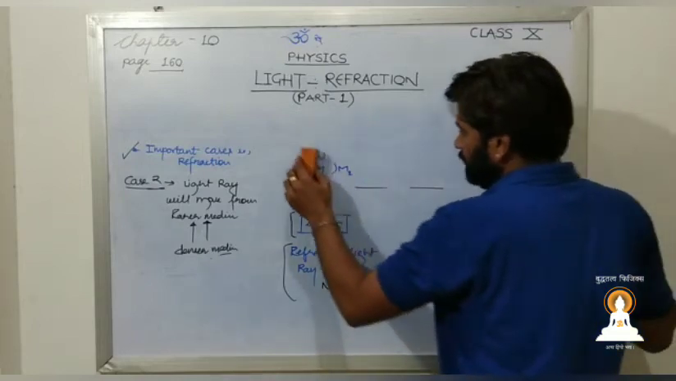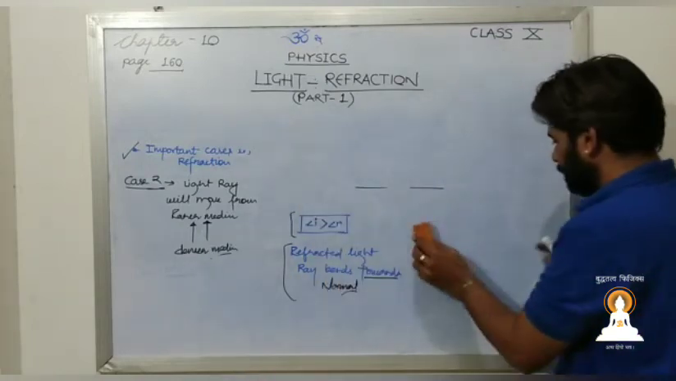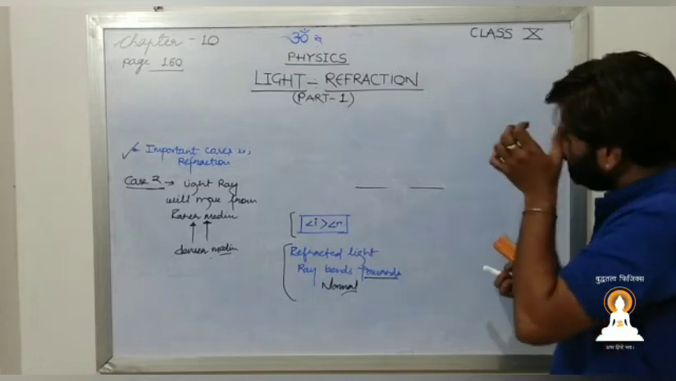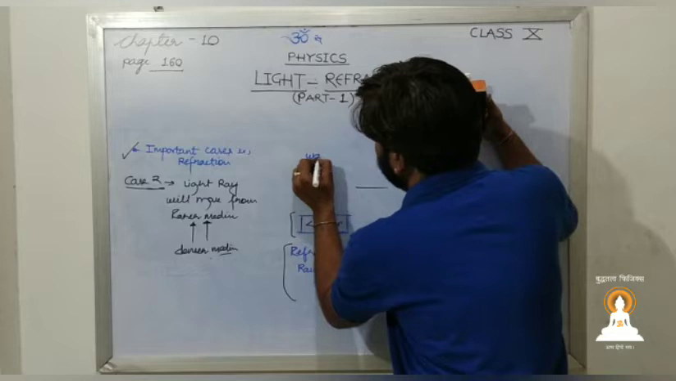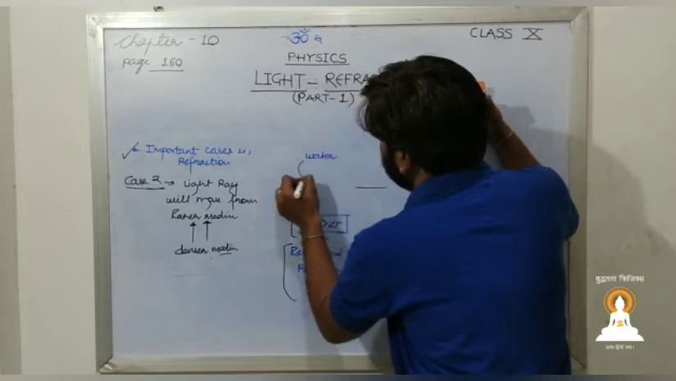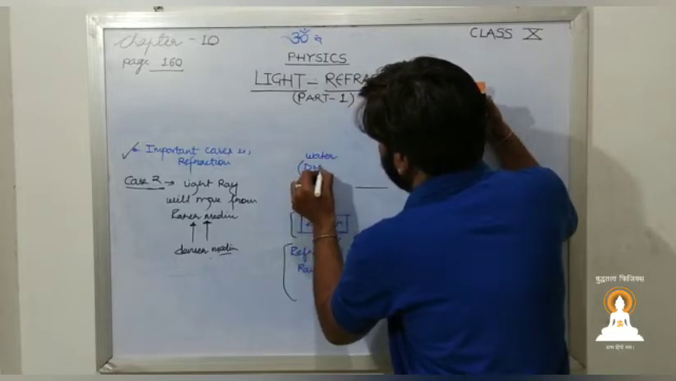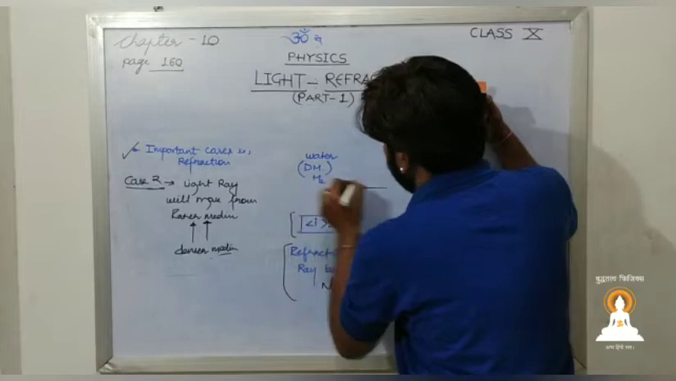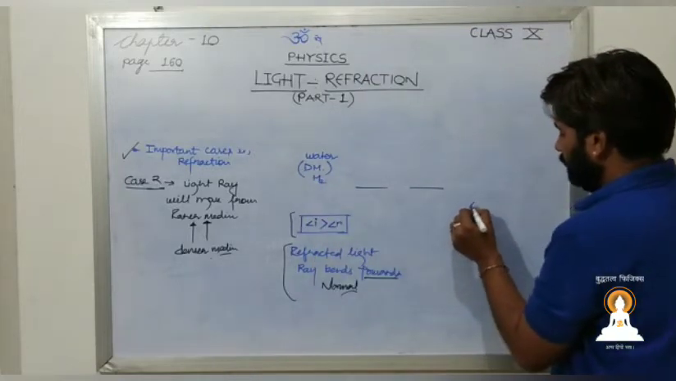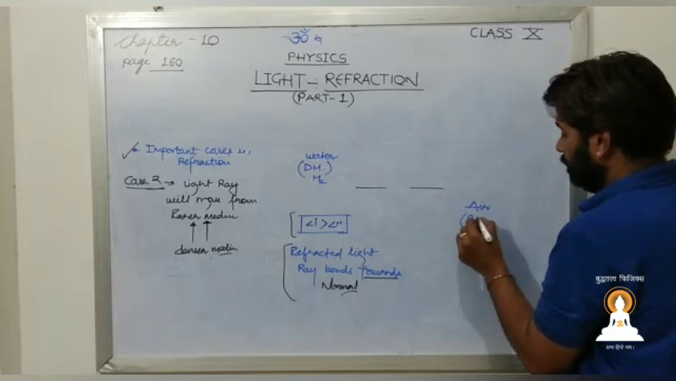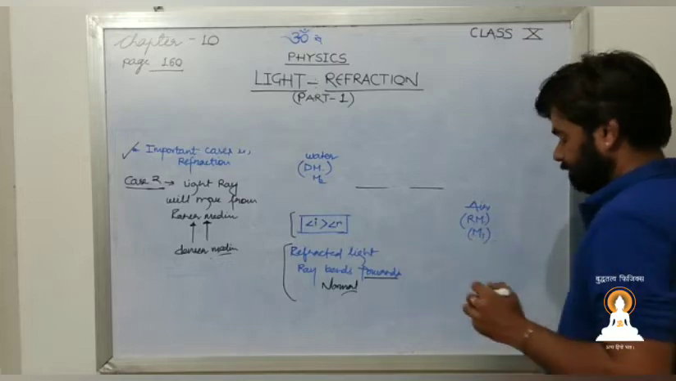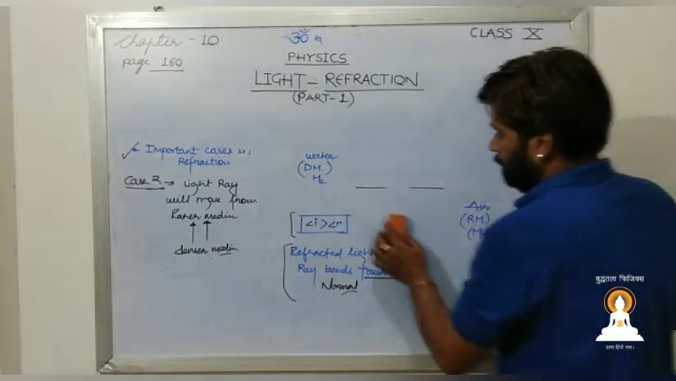Now this time the upper portion will be what? Water. That is what? Denser medium. That is M2. And here air. That is what? Rarer medium. And that is M1. Okay.